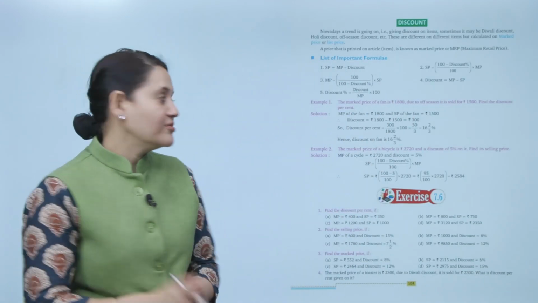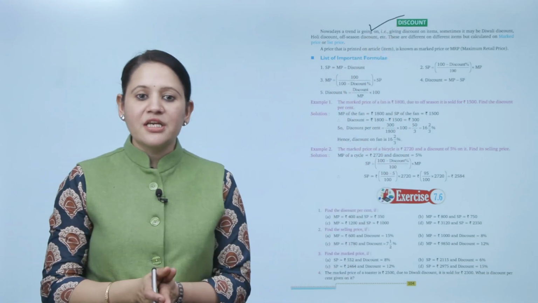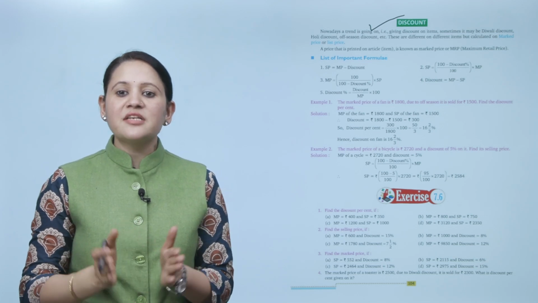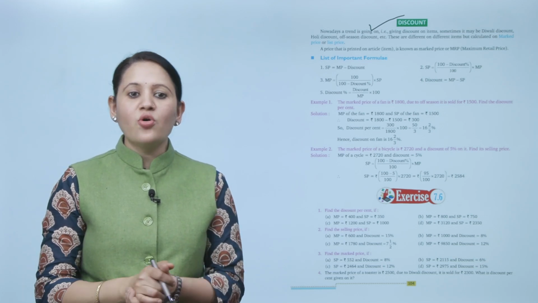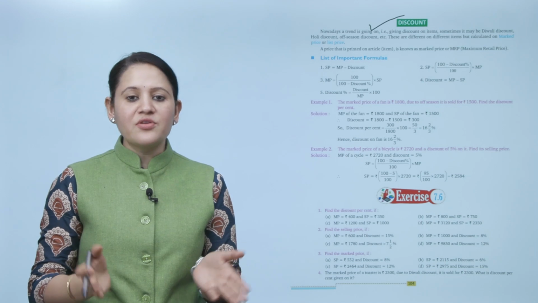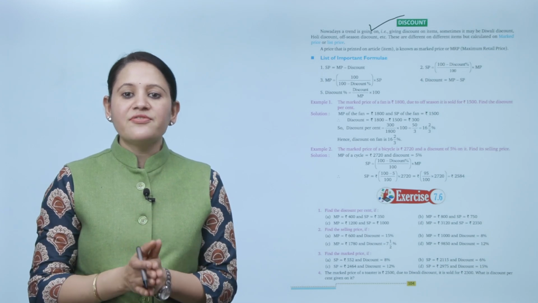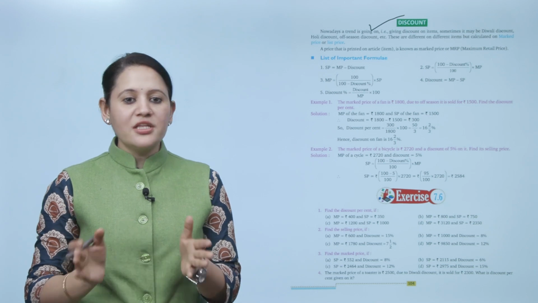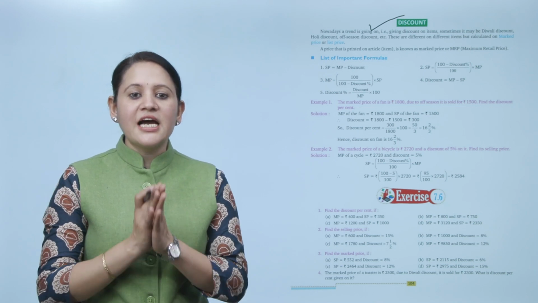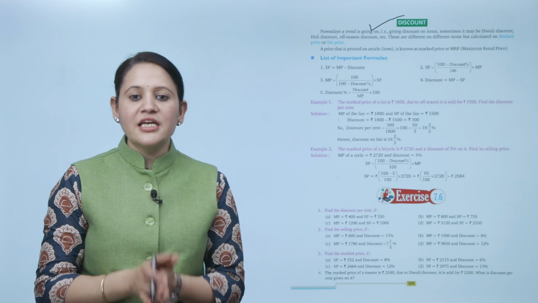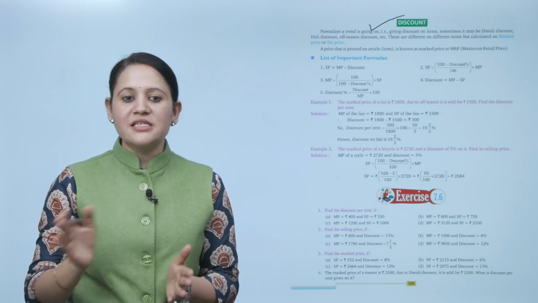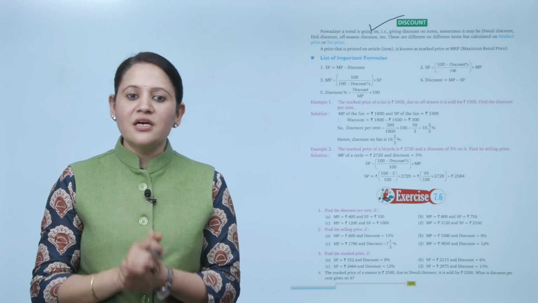Next is discount. Nowadays, a trend is going on giving discount on items. Sometimes it may be Diwali discount, Holi discount, off-season discount, etc. These are different on different items but calculated on the mark price or the list price. A price that is printed on the article is known as the mark price or MRP, that is maximum retail price.